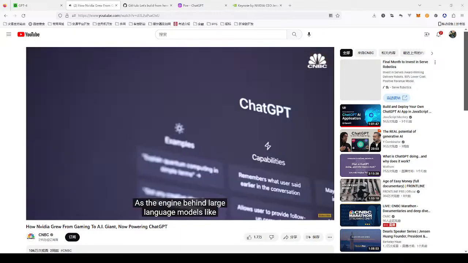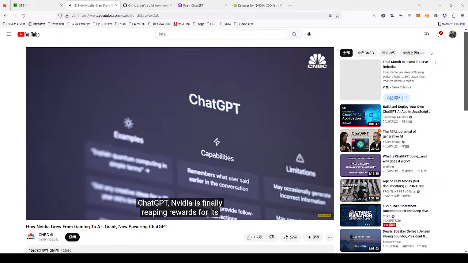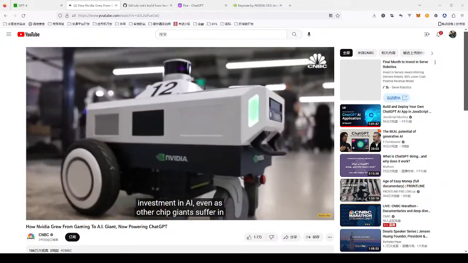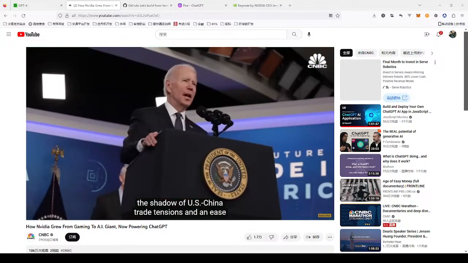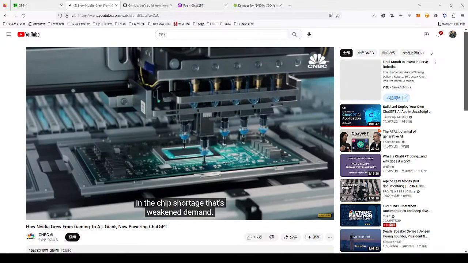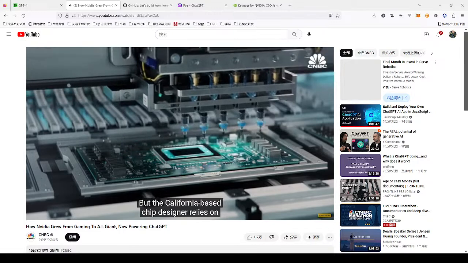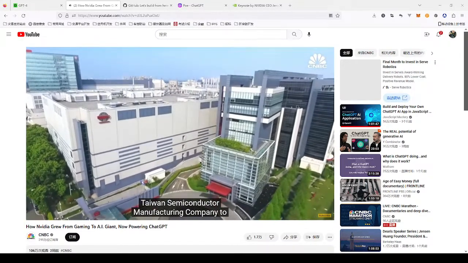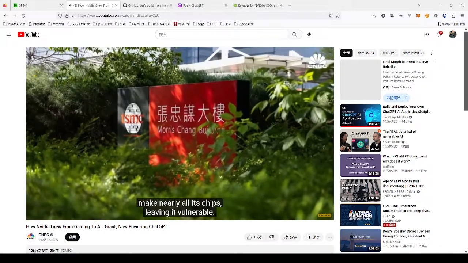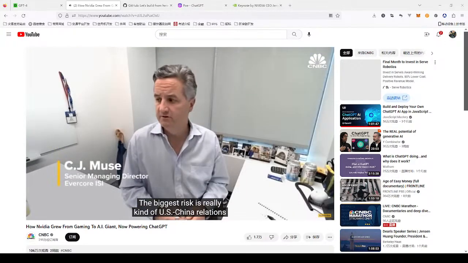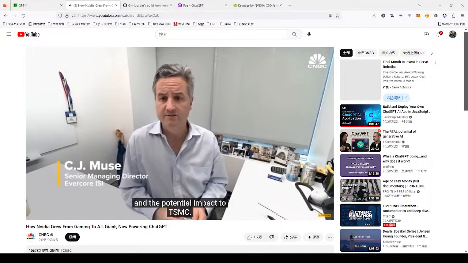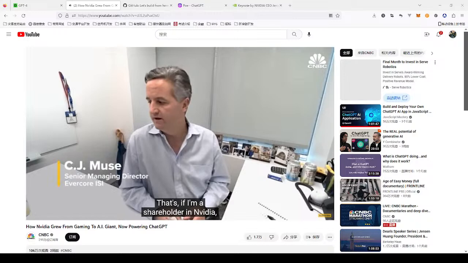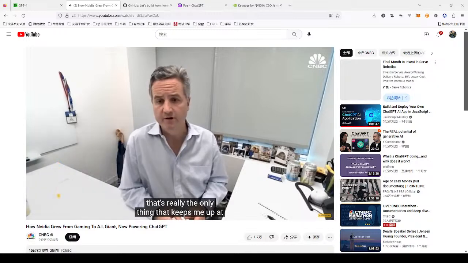As the engine behind large language models like ChatGPT, NVIDIA is finally reaping rewards for its investment in AI, even as other chip giants suffer in the shadow of US-China trade tensions and an ease in the chip shortage that's weakened demand. But the California-based chip designer relies on Taiwan Semiconductor Manufacturing Company to make nearly all its chips, leaving it vulnerable. The biggest risk is really US-China relations and the potential impact on TSMC. If I'm a shareholder in NVIDIA, that's really the only thing that keeps me up at night.